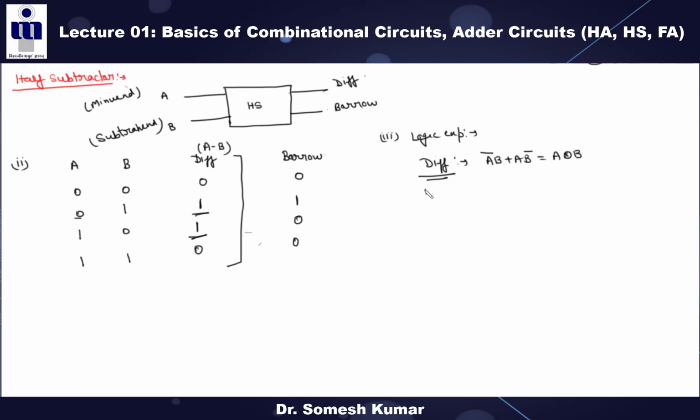What about the borrow? The borrow is 1 only for one input combination, so we can say borrow is A bar B. Further, these logical expressions cannot be minimized, so we can directly go to step number 5 and write the logic circuit.